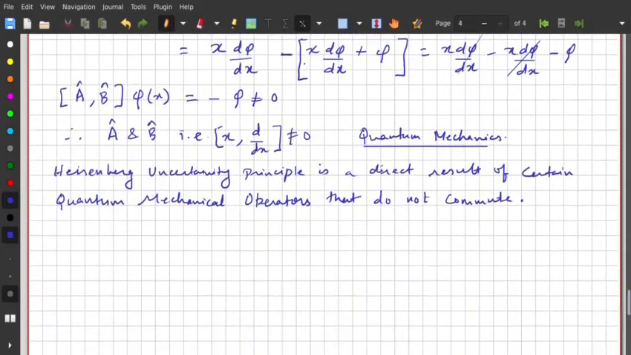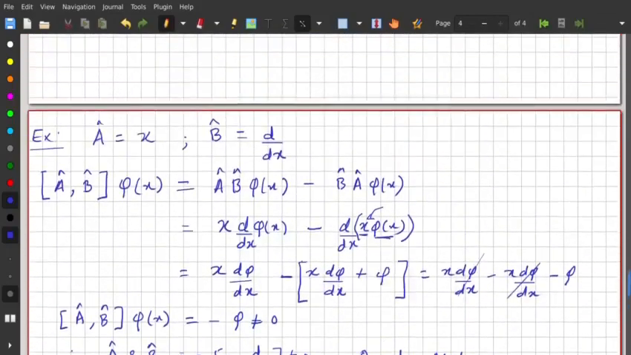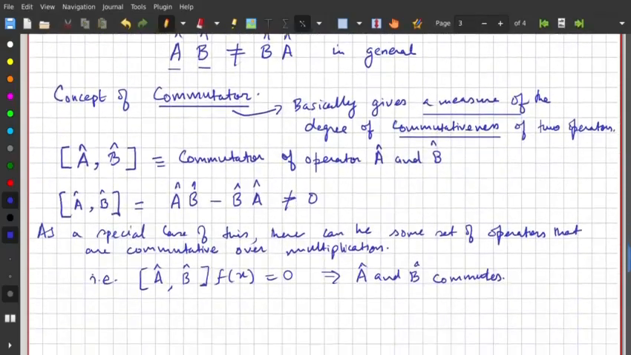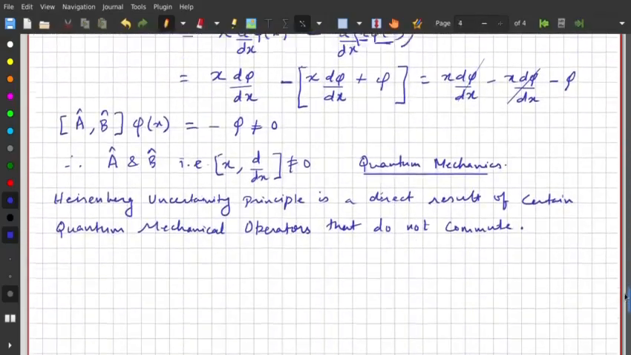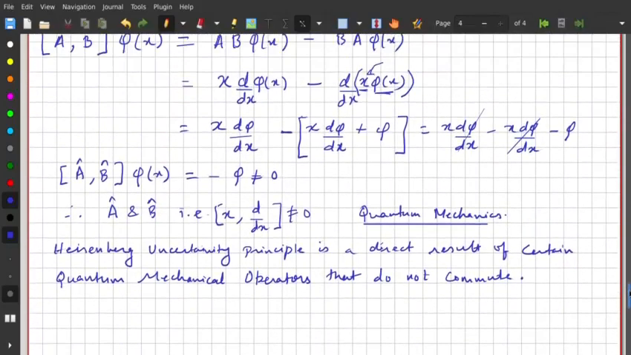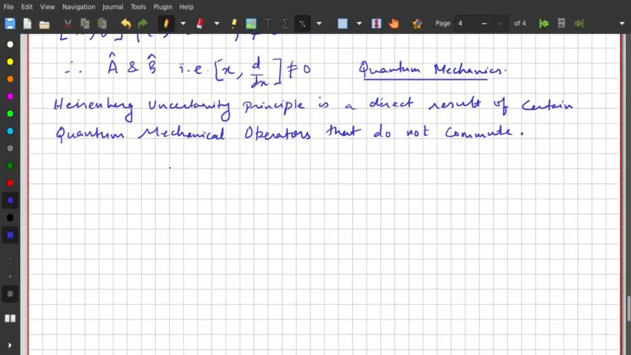Okay, so we now have a very good understanding of the degree of commutativeness, and that is expressed by the idea of a commutator. Based on that, we will be able to tell whether two operators in general commute with each other. So now let's go to another very nice little thing.